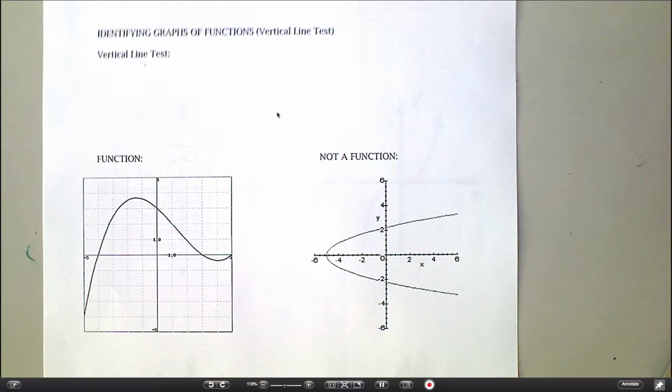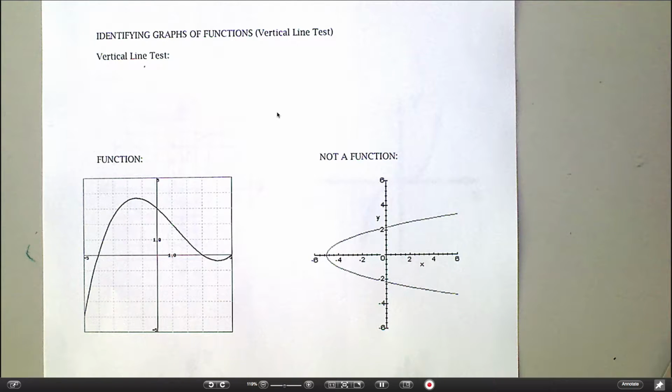Everyone, this is the second part of lesson 1-4 that has to do with graphs of functions. And this part should be even shorter, talking about how to look at a graph and be able to say, is this graph a function or not? Now we've talked about how to tell in ordered pair form. We've talked about how to tell in equation form, in tables. We haven't looked at graphs yet.